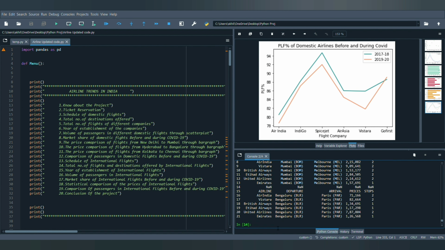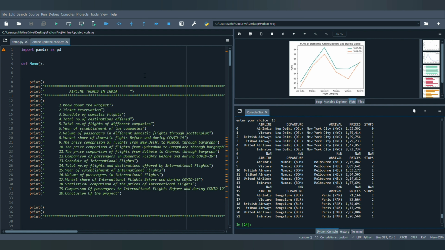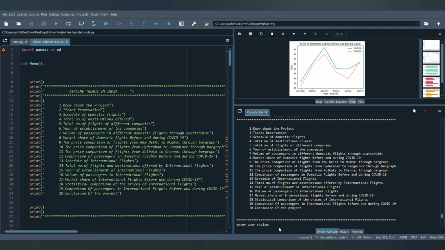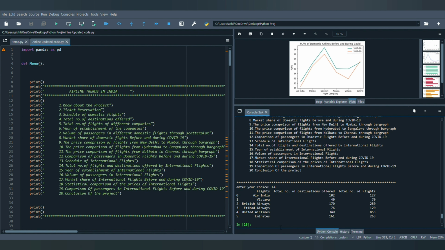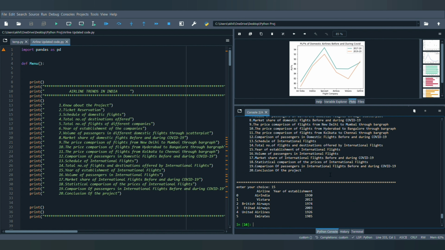Now the 13th option will tell us about the schedule of these international flights for different locations. Now the 14th one will tell us about the total number of destinations offered and the total number of flights, but this time it is for these international flights. Now, the 15th one again gives us the year of establishment for these international airline companies that are even available in India.